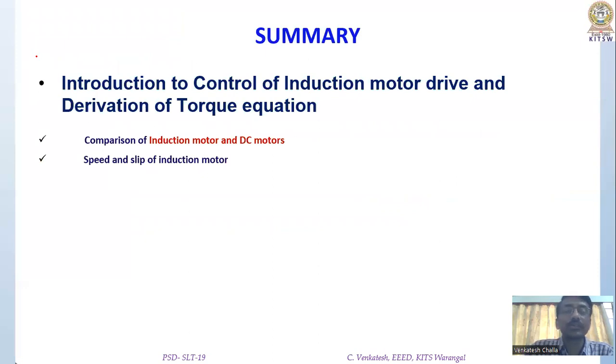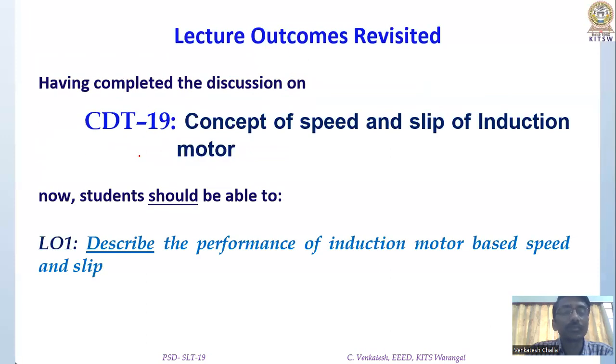So here we have seen the introduction to the control of induction motor, and we'll see the torque derivation next class. We have made the comparison of induction motors and DC motors, and we have seen the meaning of speed, slip, rotor speed, stator speed, and stator flux speed, and how the relative speed or relative slip decides whether it is motoring operation or generating operation. So that's what we have discussed today in this topic.